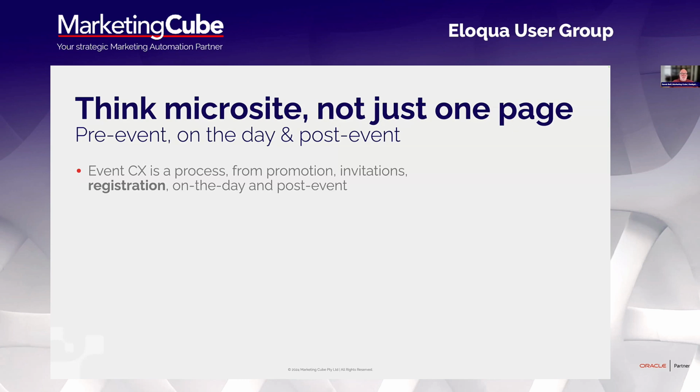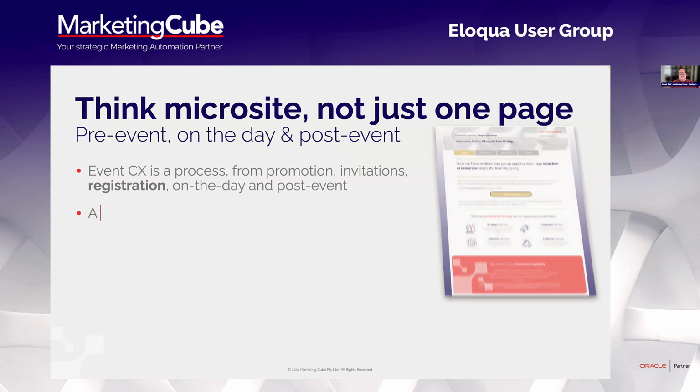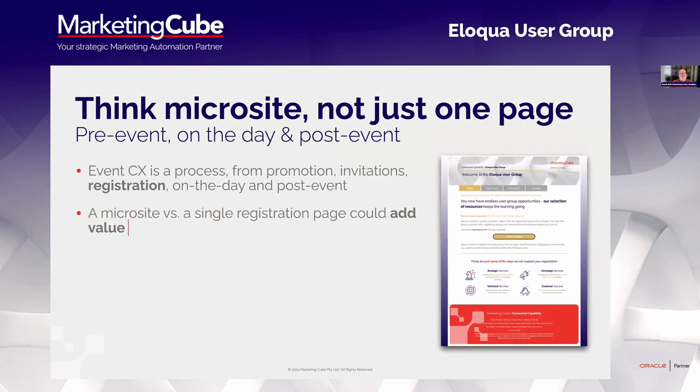And it's all about the promotion. It's all about the invites, the actual registration, then on the day, what happens. And let's not forget post event as well. All of those things are critically important. Now, you experience this a little bit with us each month when you register for the user group. And if you've got two screens where you are right now, or you can squish me up into a corner, if you go to a browser and just type in myeloqua.com, you'll arrive at our microsite.